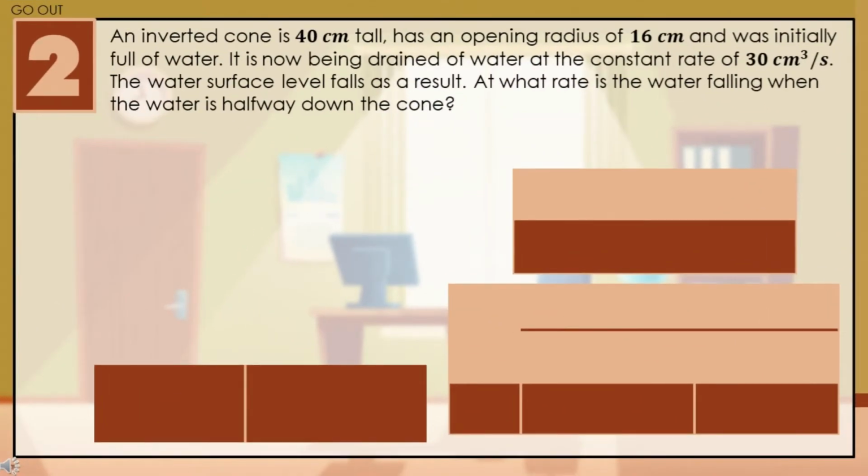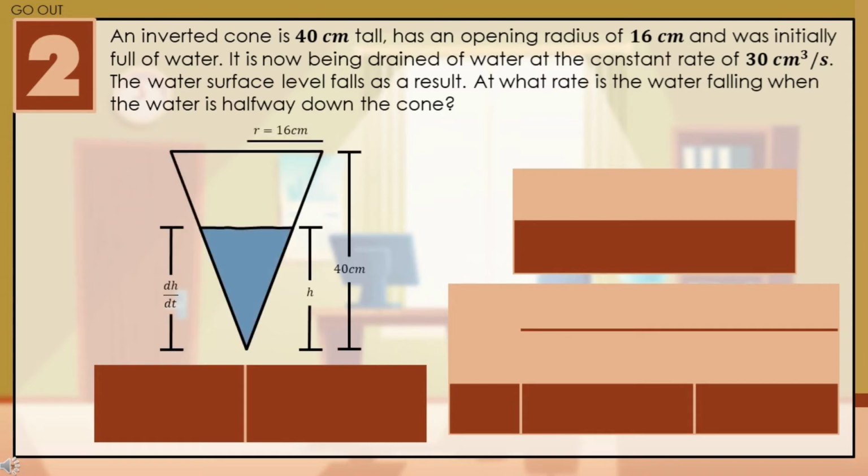Our next problem is an example of a conical tank problem. An inverted cone is 40 centimeters tall, has an opening radius of 16 centimeters, and was initially full of water. It is now being drained of water at a constant rate of 30 cubic centimeters per second. The water surface level falls as a result. At what rate is the water falling when the water is halfway down the cone?